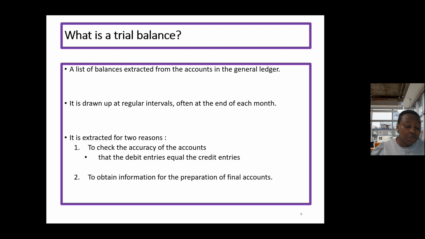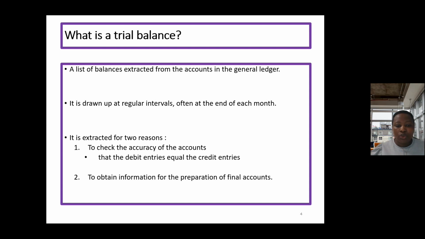So you would usually draw up the trial balance at very regular intervals. It could be monthly, end of each month. And the reason why we prepare a trial balance is just for us to check that everything has been done rightly. So it's to check for accuracy. Not forgetting that we said that both sides of the account have to be equal, right? So the debit entry of the account has to be equal to the credit entry.